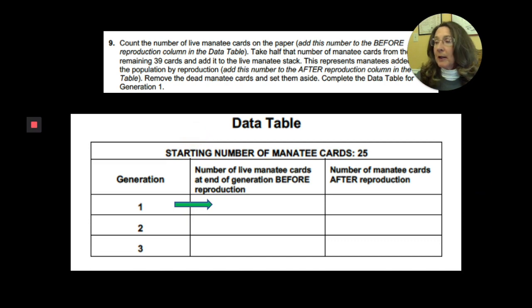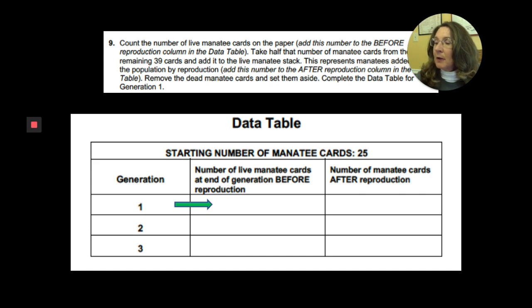Now you are ready to record your first set of data using the information in step 9. Put the cards that ended up on the dead side of the paper aside. You are finished with them. Count the number of cards that ended up on the live side and record that number in the middle column of your data table for generation 1. This is on the 3rd page of your handout, and you should write it in the same space that you see the green arrow that is in the data table on the screen.